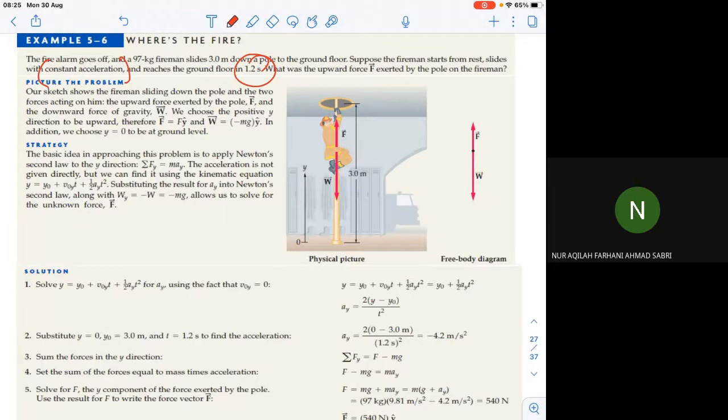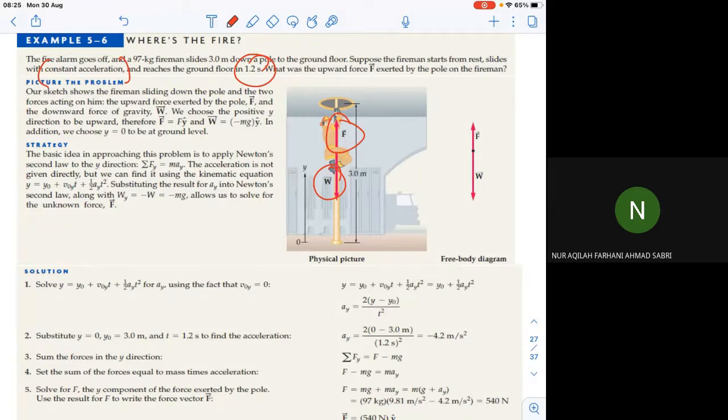So we can assume that the fireman is sliding down the pole. Obviously we can measure the weight, but in this question they want to know the upward force exerted by the pole on the fireman. That means maybe due to some friction. Obviously there will be a little bit of friction in this situation, because this is due to this F, some external force.